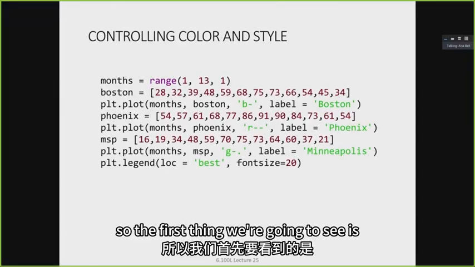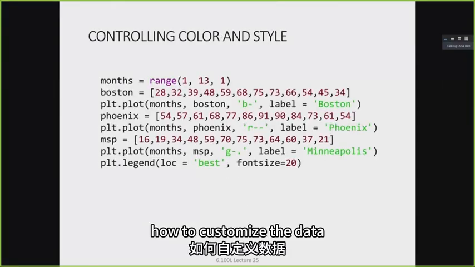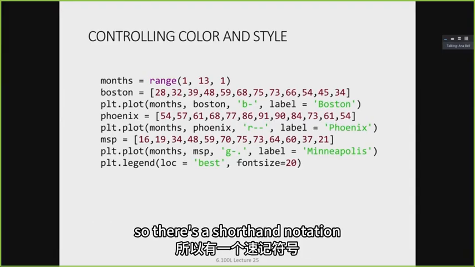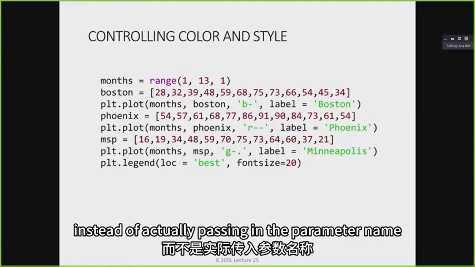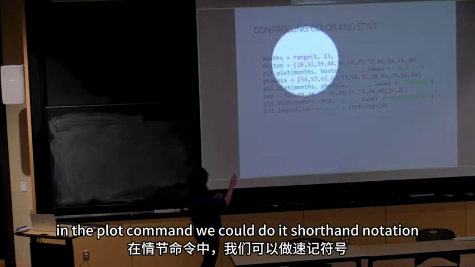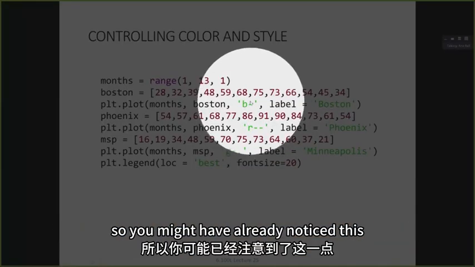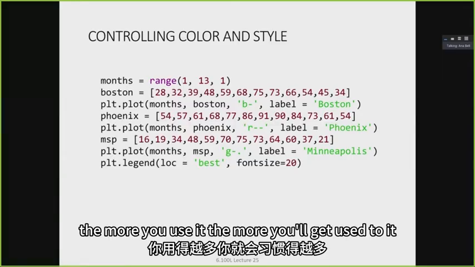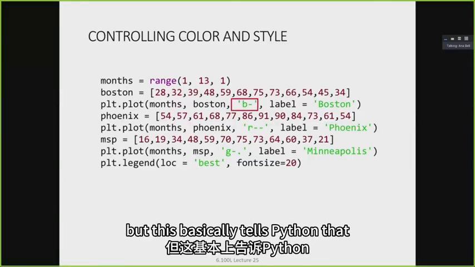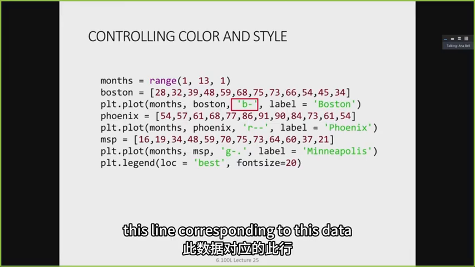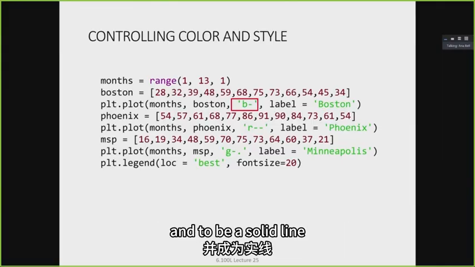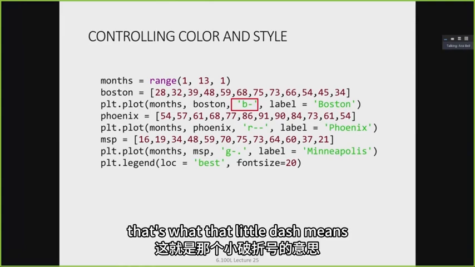Okay, so the first thing we're going to see is how to customize the data to have a certain line style and a certain color. There's a shorthand notation to do this. Instead of passing in the parameter name in the plot command, we could use shorthand notation. You might have already noticed this little extra bit here. The more you use it, the more you'll get used to it. This basically tells Python that I would like this line, corresponding to this data, to be blue. That's what the B stands for. And to be a solid line. That's what that little dash means.